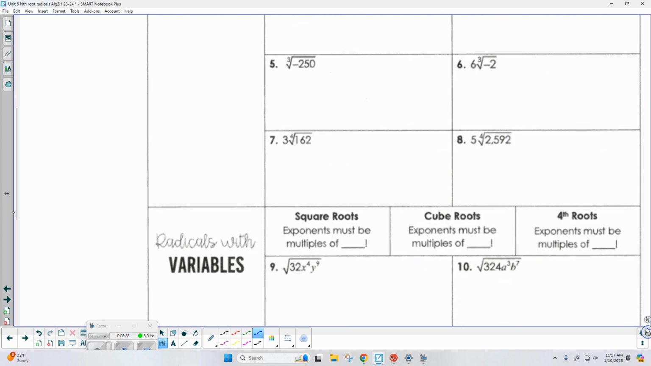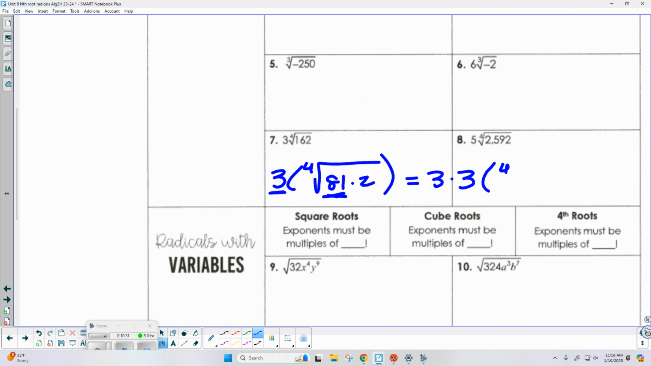It's just a different root. So I've got 3 times the 4th root, but instead of 162, I'm going to say 81 times 2. Let's see here. What was the 4th root of 81? Now, the square root of 81 is 9, yes, but the 4th root would be 3, because 3 times 3 times 3 times 3 would give me 81. So for this one, I'll go ahead and write it out. We've already got this 3 on the outside. The 4th root of 81 is 3. There we go. So my final answer should be 9 times the 4th root of 2.